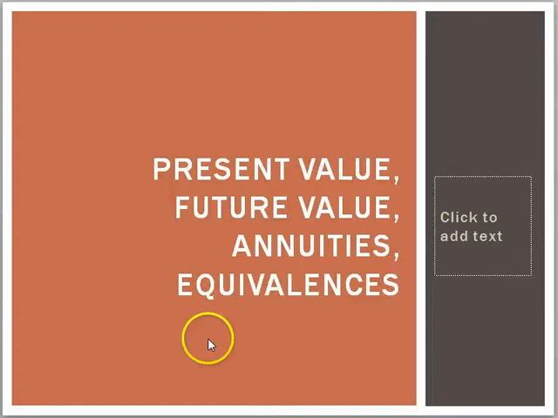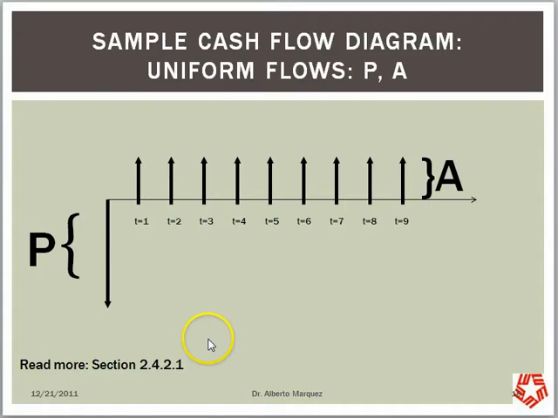Hello, this is a video on Engineering Economics 2373, and this video is about present value, future value, and annuities and its computations, how they are related. Mostly this video is going to explain the concepts, and we're going to spend another video with some examples and computations.